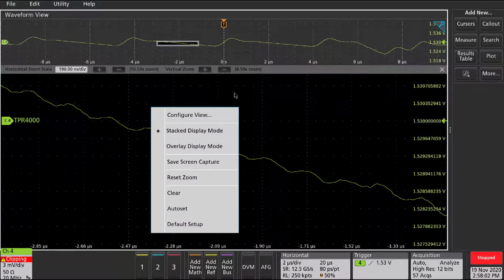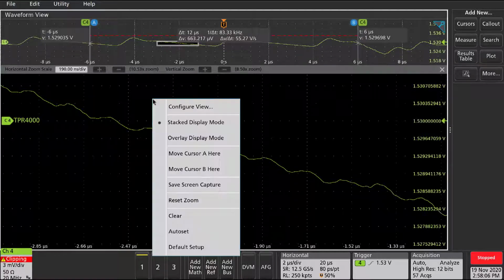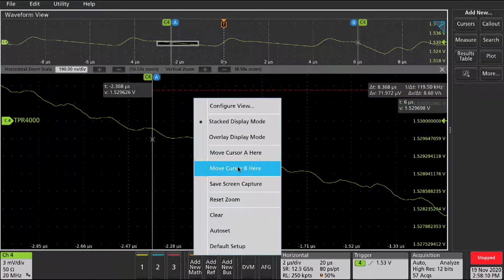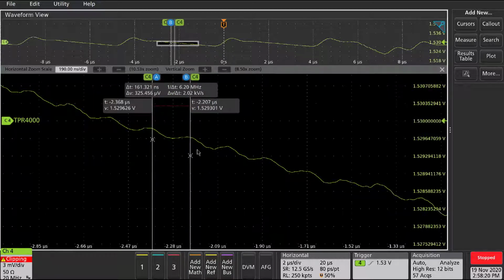So let's put cursors at these values. To do that I'm going to apply the cursors, right click, move cursor A here, and right click again, move cursor B here, and you can see we're right at about, let's say 6 megahertz or so. So we're immediately able to correlate not just the slower or lower frequency ripple that we saw on this DC line, but also some of the higher frequency ripple that we're seeing.